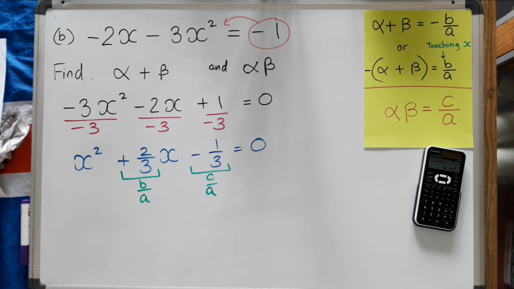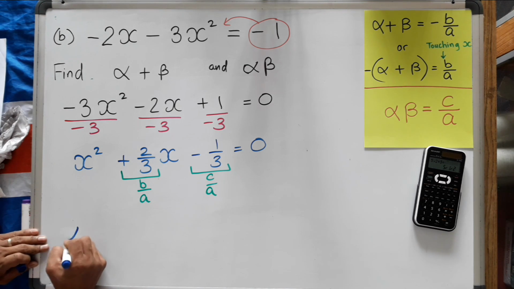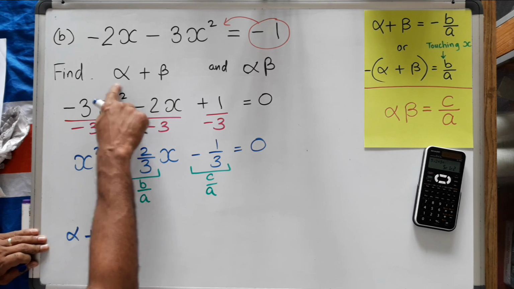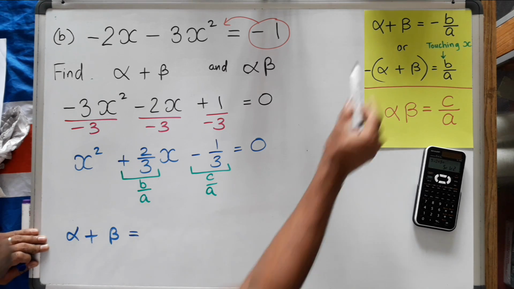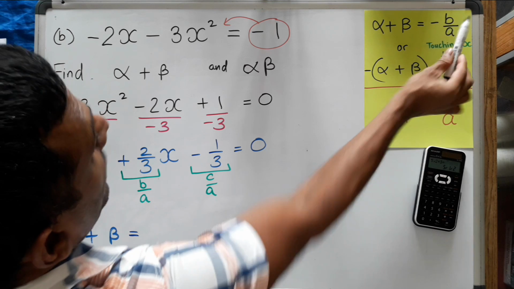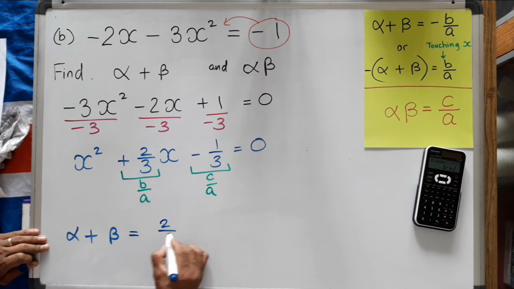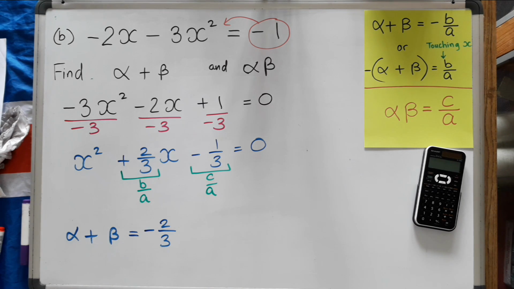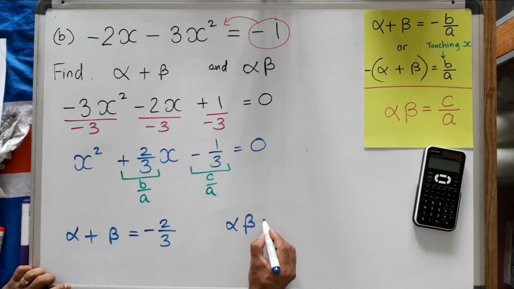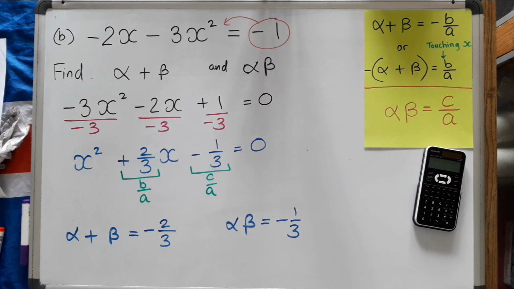So the examiner asks us now to find alpha plus beta. According to this formula, alpha plus beta is the opposite of the BA value. How much is BA? 2/3, positive 2/3. We apply a minus sign there or make it the opposite. So that's the answer for this one. To find alpha multiplied by beta, use this formula, which is just C on A. And that's simple. It's just minus 1/3. You don't make that one the opposite.